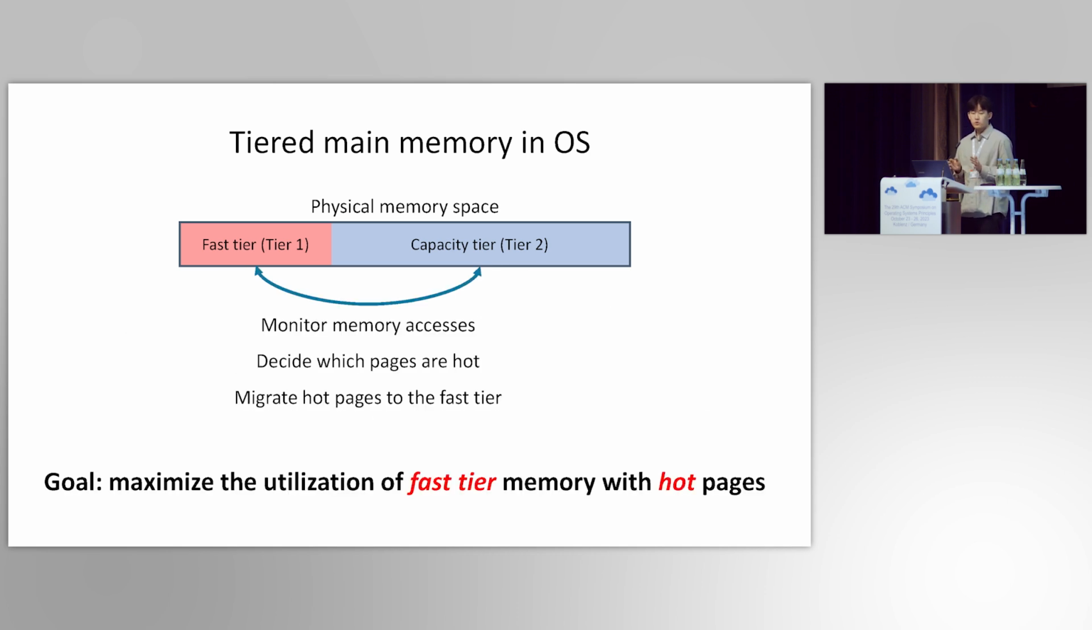To extract the full potential benefits of the fast tier, it is important to maximize the utilization of the fast tier with frequently accessed hot pages. To do this, the OS needs to first monitor memory accesses and determine which pages are considered hot. Then, based on the hotness results, the OS should initiate page migrations. One of the important things is how hot pages are determined, based on what criteria. So let's look at how previous systems do this.